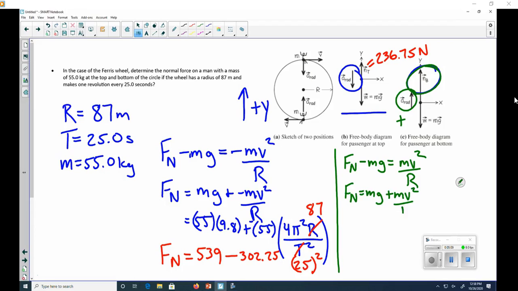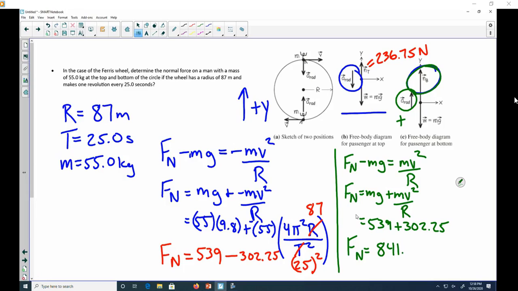And so here the normal force is just going to be the sum of the weight and the centripetal force. If we add them together, we find that the normal force at the bottom of the Ferris wheel is 841.25 newtons.